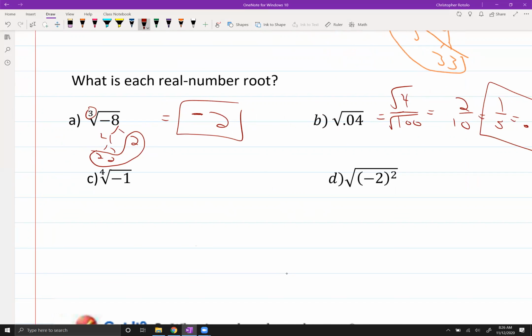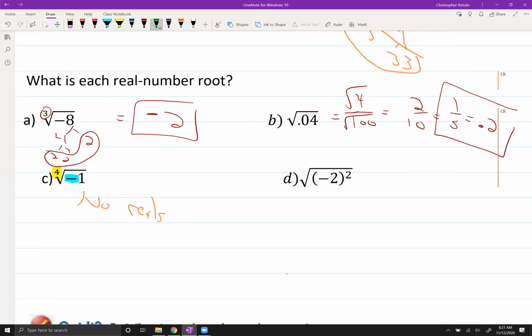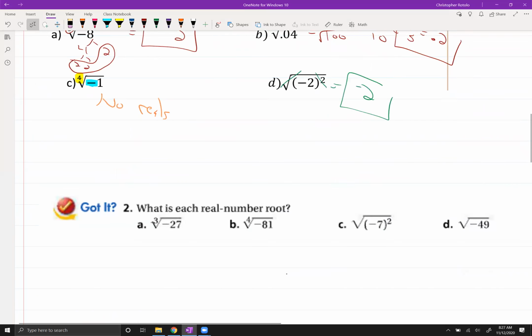In this one, my index is 4, which is even, and I'm trying to take the even root of a negative. So in this one, there are no reals. There's no real answer to that one. We'll deal with what it is later. In the next one, we have this square and this square root that are going to cancel each other out. So we'll get a negative 2. This will be the only situation where we can deal with that, because we know those are inverse operations.